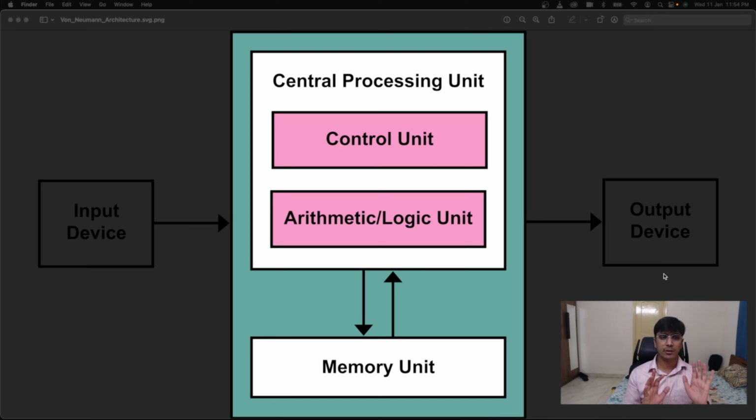So in general, if I talk about von Neumann architecture or computer architecture in very simple terms, a computer is composed of four things: input device, CPU, memory unit, and output unit, and they interact with each other to make the working of a computer possible.